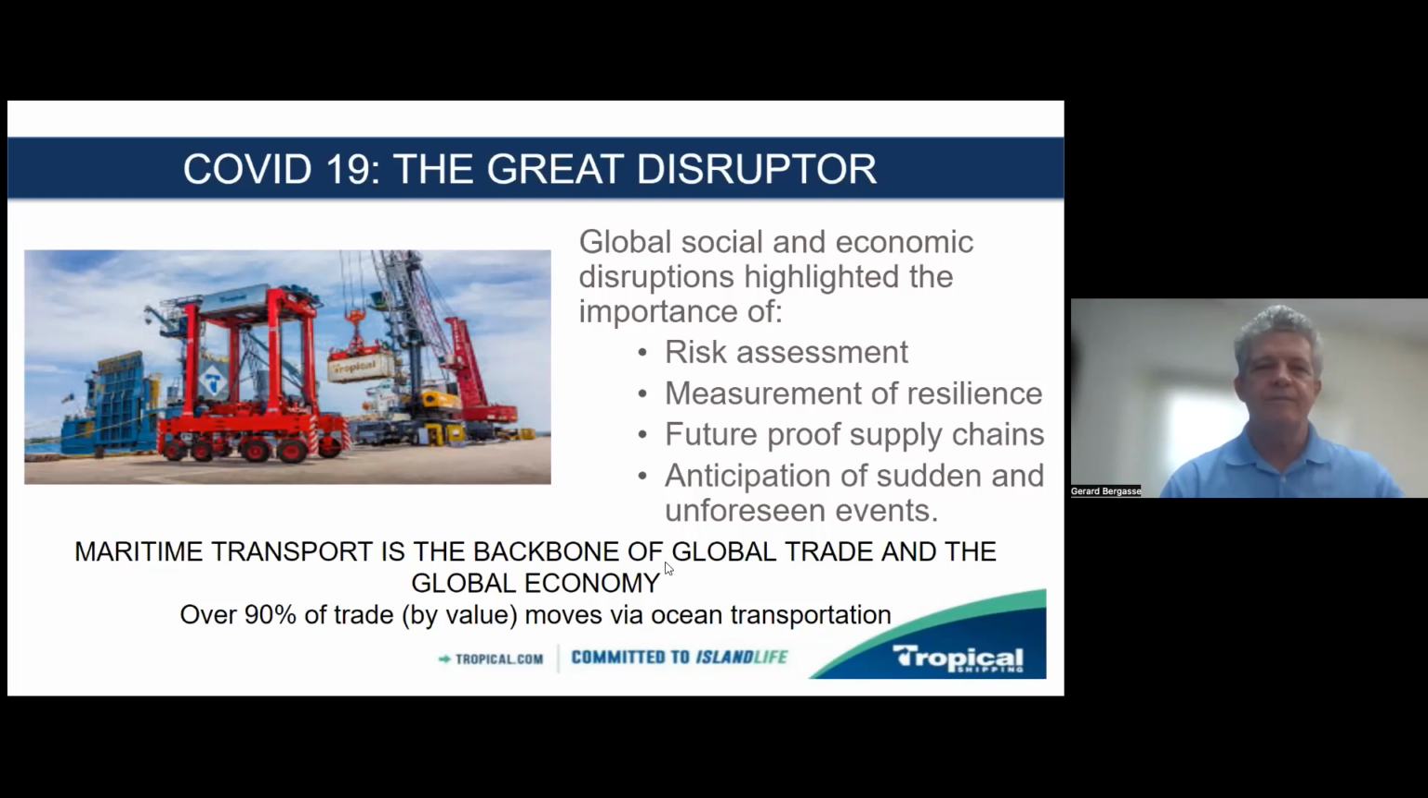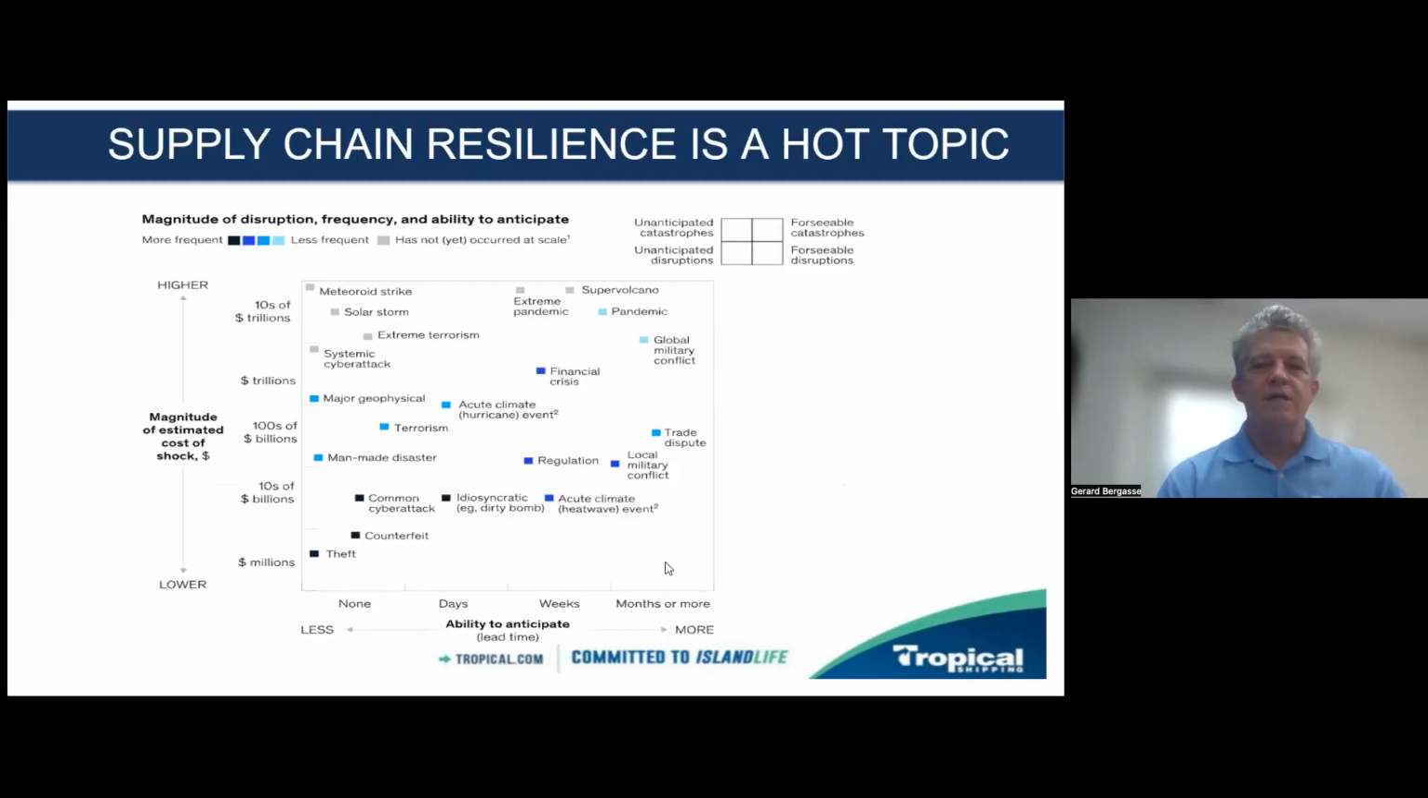Next slide. So this is just a framework for looking at the different types of events that we see. It's a very simple matrix, and it draws attention to costs. The Caribbean is familiar with acute climate events, which are in the middle of the chart there. And pandemics are up at the top right corner. So we generally are better at mitigating events in the bottom left quadrant. Next slide.